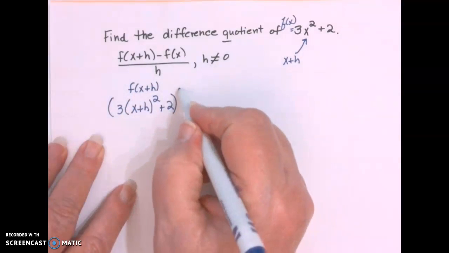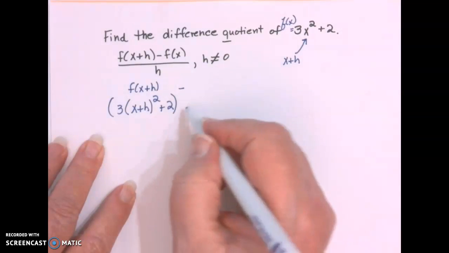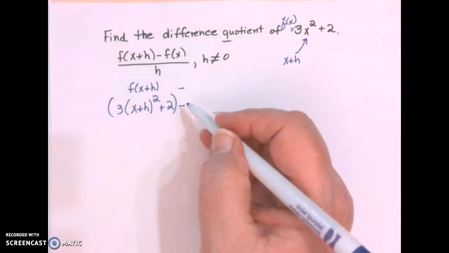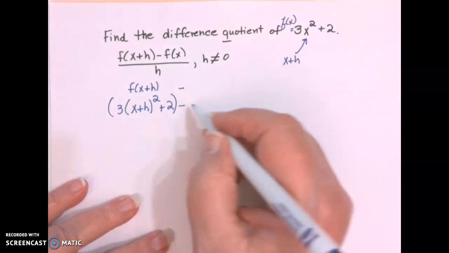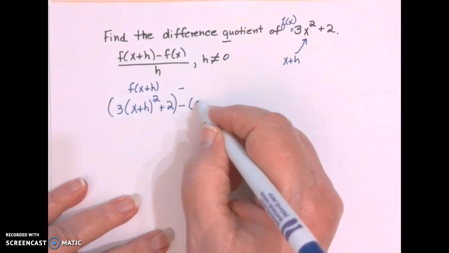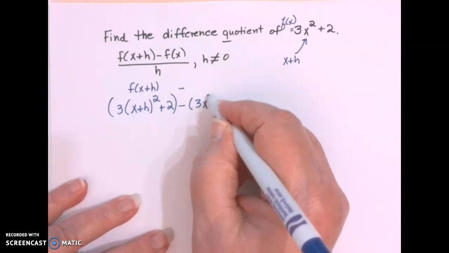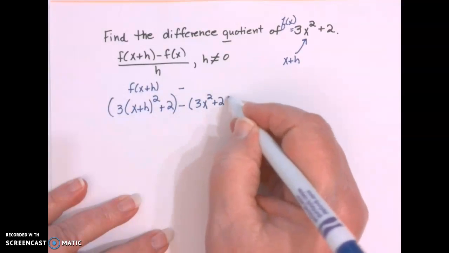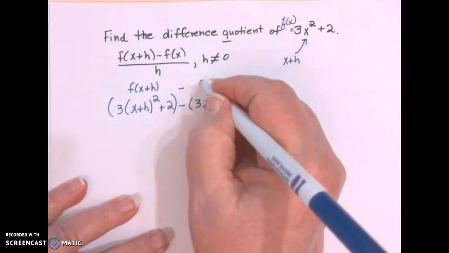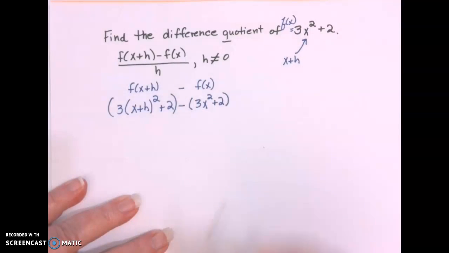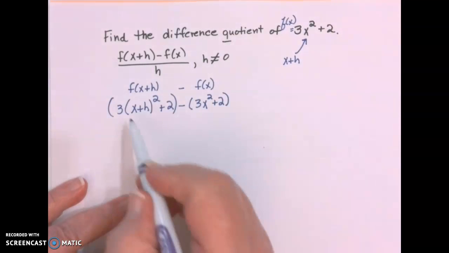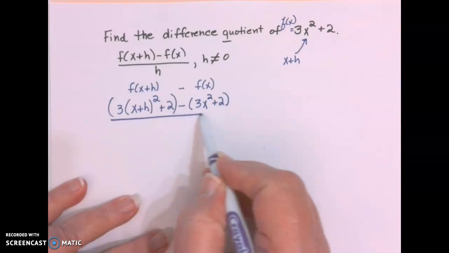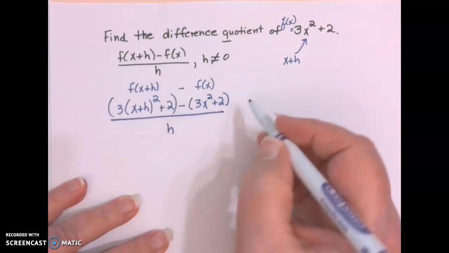Now I'm going to subtract. I'm going to put it in parentheses here. My original function, 3x squared plus 2. So that's subtracting f of x. So there's my numerator. Then I divide everything by h.